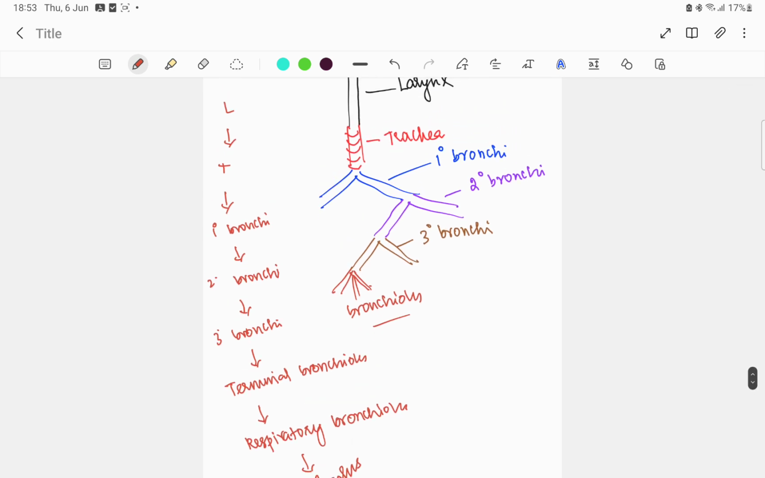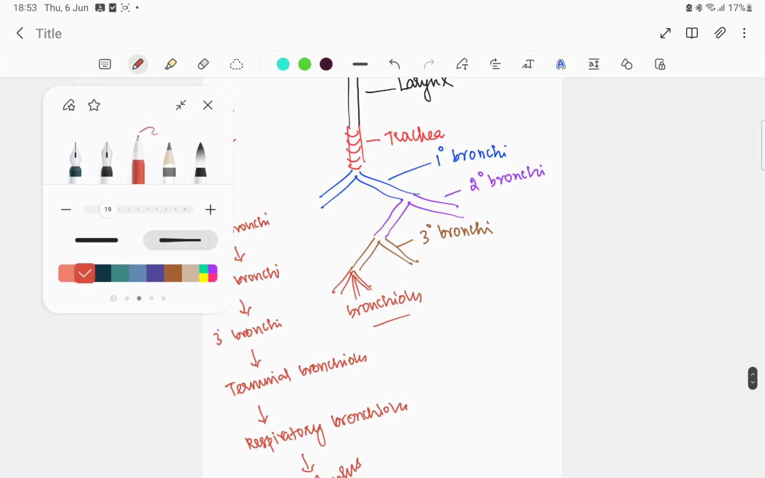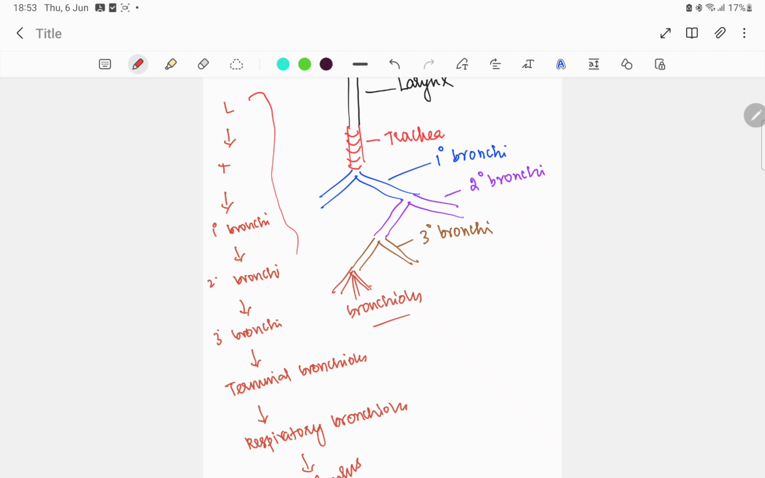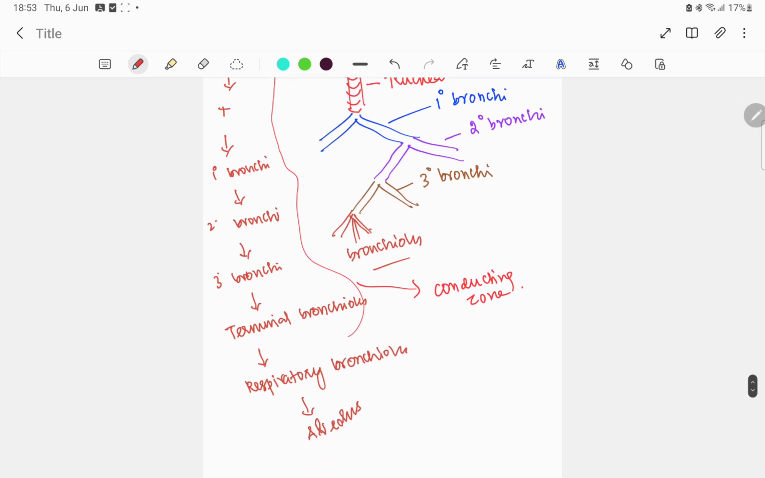See this, till terminal bronchiole, very very important, the function is only the conduction of air. So this is called the conducting zone. Now the question arises, from where does gas exchange start? Gas exchange takes place at only two places. It starts at the respiratory bronchiole, and the main target is the alveolus. So these are the respiratory zone.